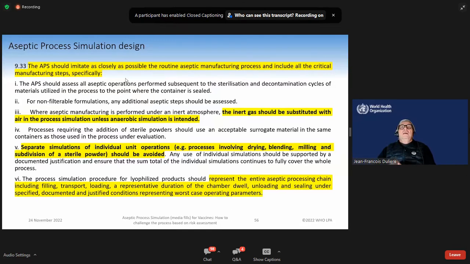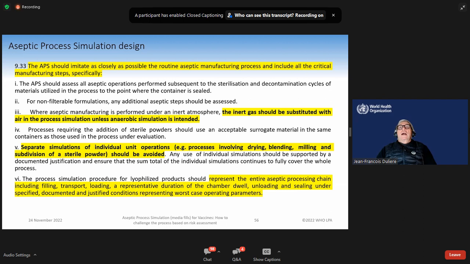Potential contamination. The APS should imitate or mimic, as much as possible, routine aseptic manufacturing processes and include all critical manufacturing steps. And here we have aseptic operation performed subsequent to the sterilization and decontamination cycles of the materials.